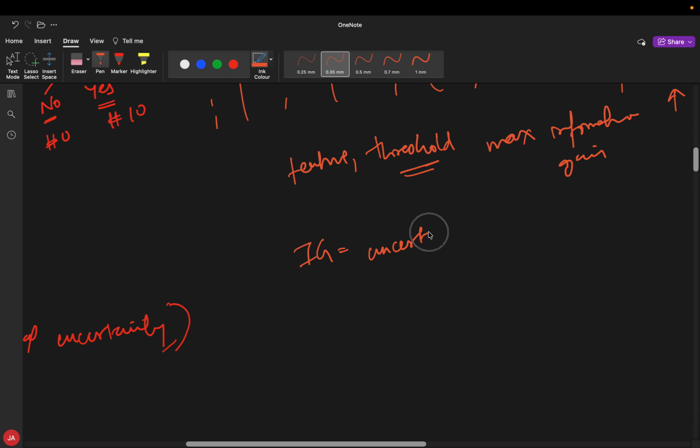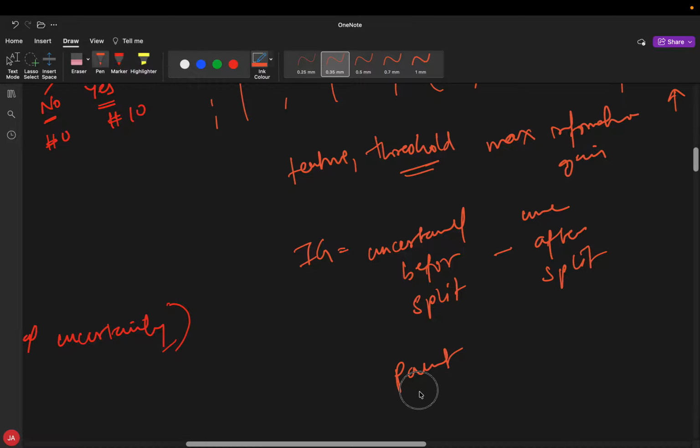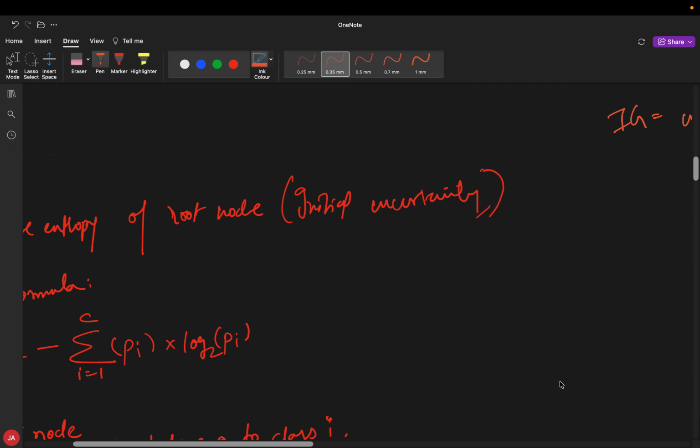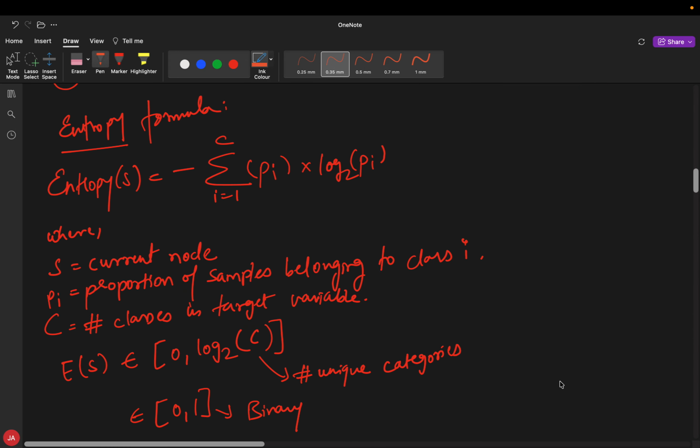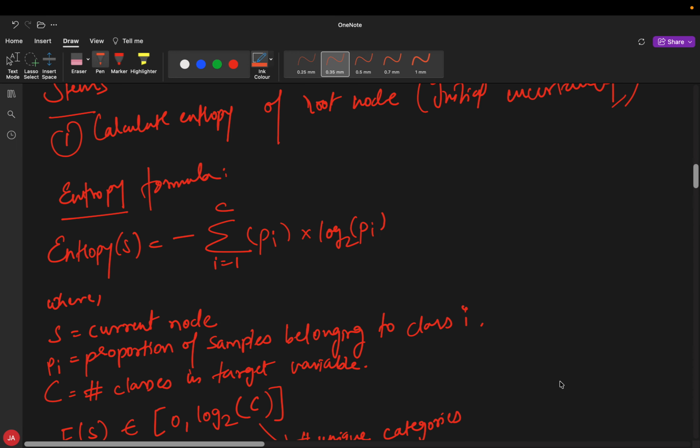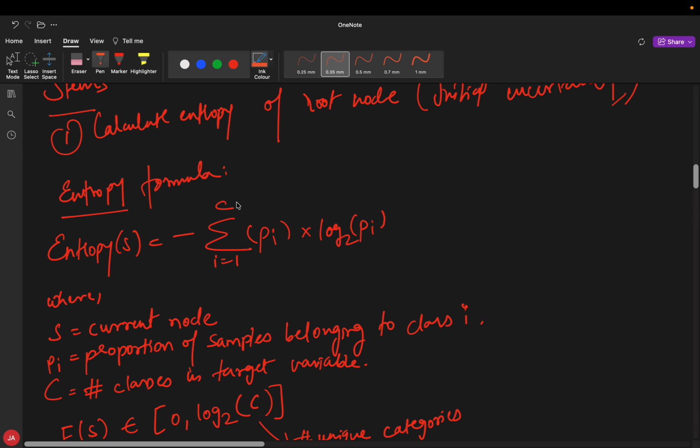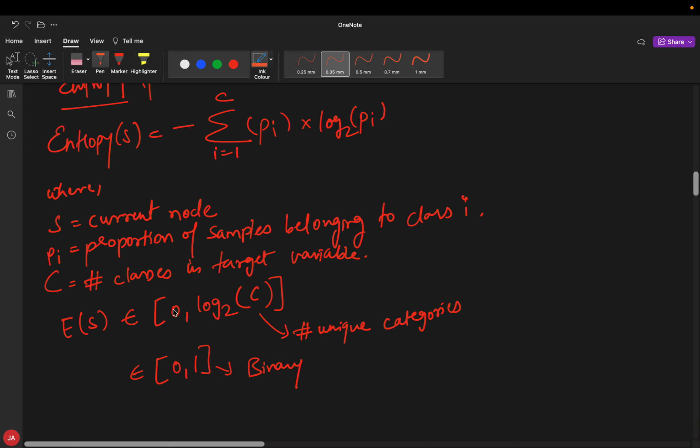uncertainty before split minus uncertainty after split. That can also be written as parent Gini minus weighted child Gini, right? So we can calculate the entropy, the measure of uncertainty, using the entropy formula, or using the Gini formula also.